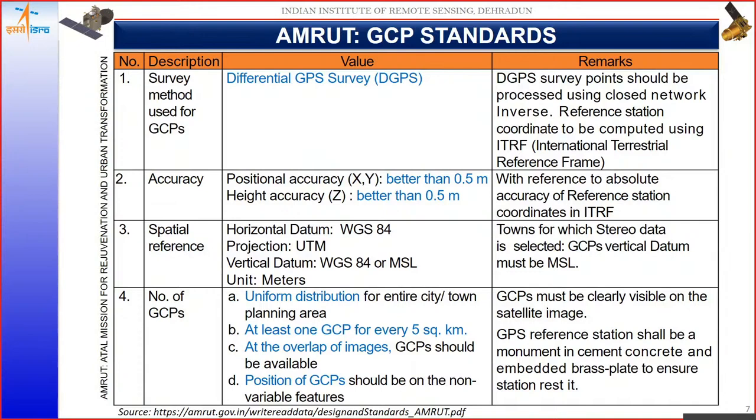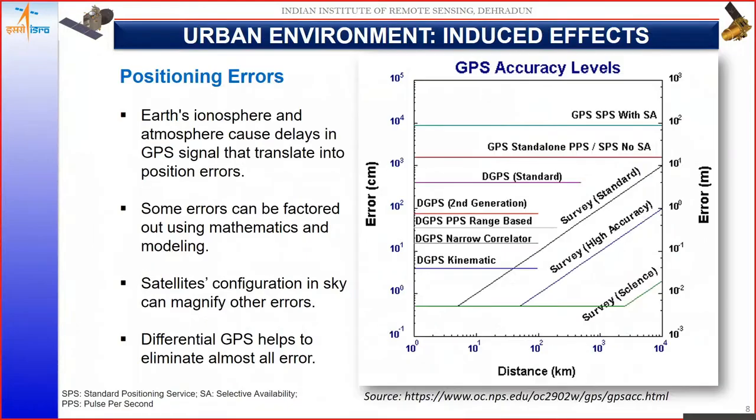Because these small and medium towns will have limited urban growth, as compared to the initial cities which are taken in phase 1, the accuracy standards will further improve. Right now what I'm showing, the design standard, is for the phase 1 cities. Okay, so accordingly, I'm talking about the errors.